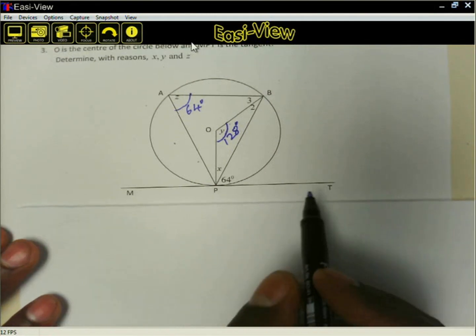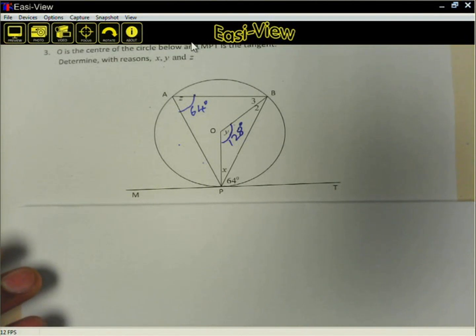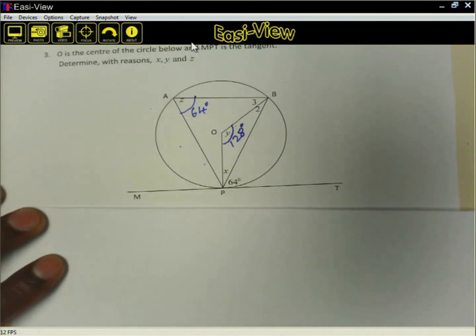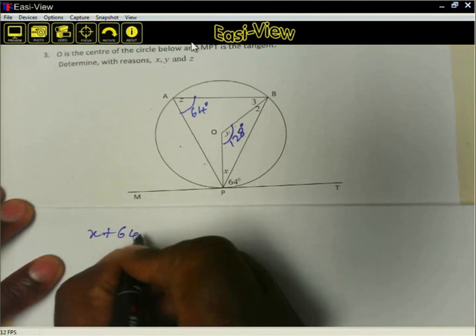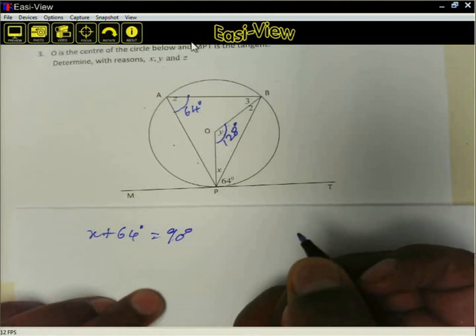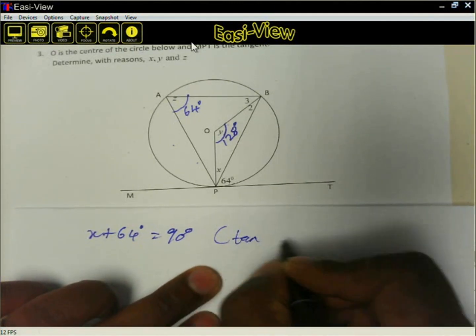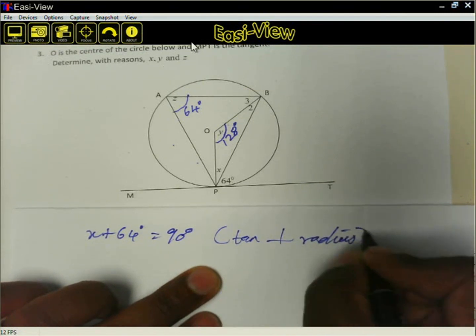MPT is the tangent. So we know the theorem that states a tangent to the circle is perpendicular to the radius at the point of contact. What does that mean? It means X plus 64 degrees must give you 90. X plus 64 degrees equals 90, because the tangent is always perpendicular to the radius.